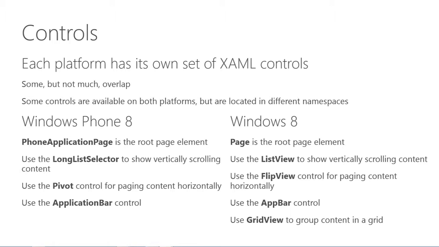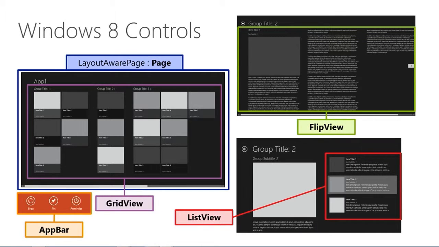You also have the Pivot control for paging content horizontally or for tabbing of content. In Windows 8, you have the FlipView for paging of content horizontally. Windows Phone 8 has the ApplicationBar control. Windows 8 has the AppBar control. And then Windows 8 also has a GridView to group content in a grid on the display in the layout.